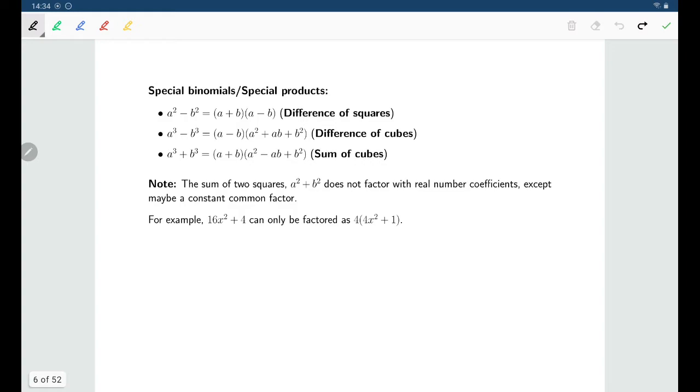One thing to note here: even though we've got sums and differences of cubes, we only have differences of squares. We don't have any special product for the sum of two squares. Something like a squared plus b squared typically won't factor any further. You can at most take out a common factor of a constant, but that'll be about it. So something like 16x squared plus 4, you could factor 4 out as a common factor, but that's as far as it's going to go. There's no special product for a sum of two squares.